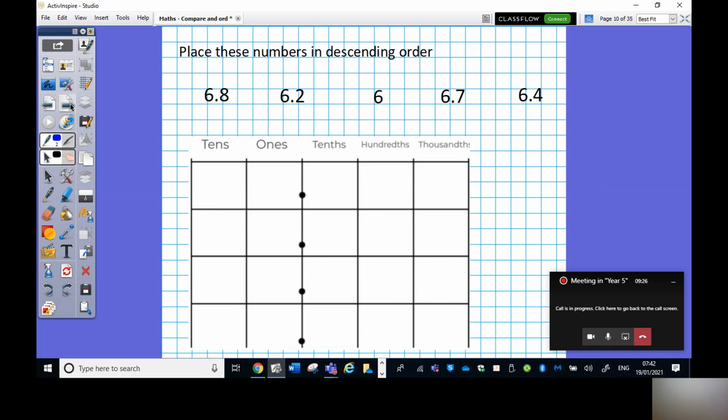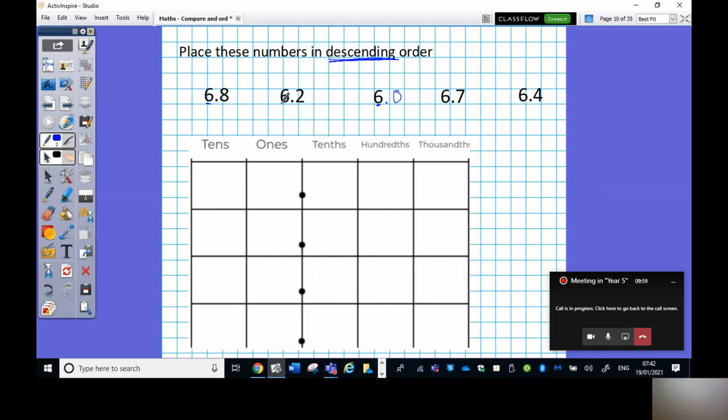What about this? Again, I'm going to underline, place these numbers in descending order. My keyword is descending. Remind me what descending means again. Good, I'm going from the greatest to the smallest. Oh, we have this number, just the ones. Remember, what do we do if we want to make it a decimal? Tell me. Excellent. 6.0. Okay, so again, I'm looking at what's the same.